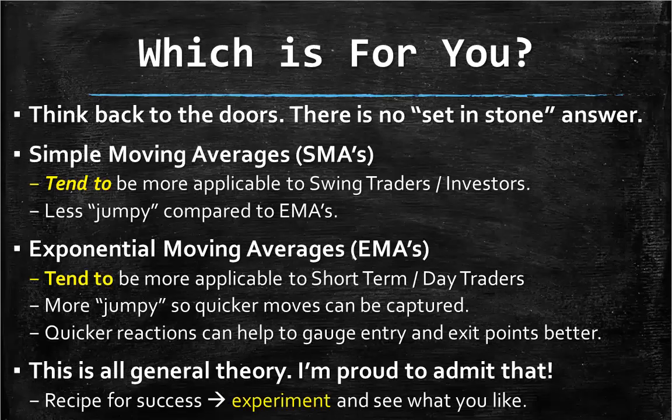I almost hesitated to put that in there because I don't want people to say, oh, see, they're better at gauging entry and exit points, so I'm for sure going to use EMAs. Well, maybe SMAs will work better for you. I don't know. You have to figure out what you are most comfortable with, but just know that EMAs are going to be jumpier, especially the smaller and smaller period that you are using. This is all general theory, and I'm proud to admit that, as I've said. So I'm not going to hash that anymore. But just as long as you say, yep, I am using a door, that's fine.